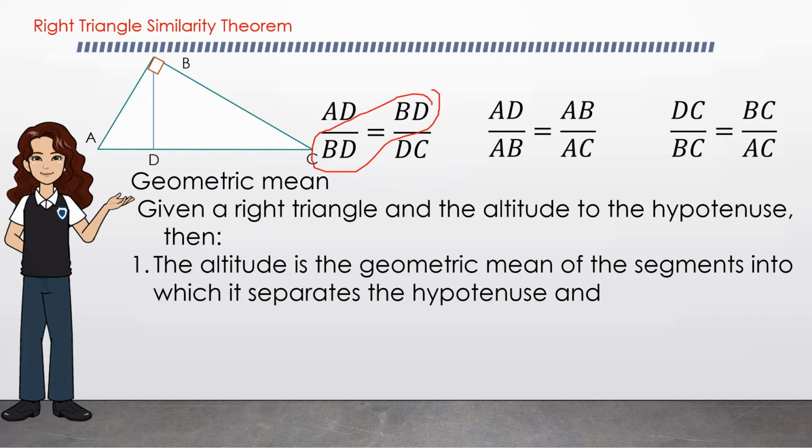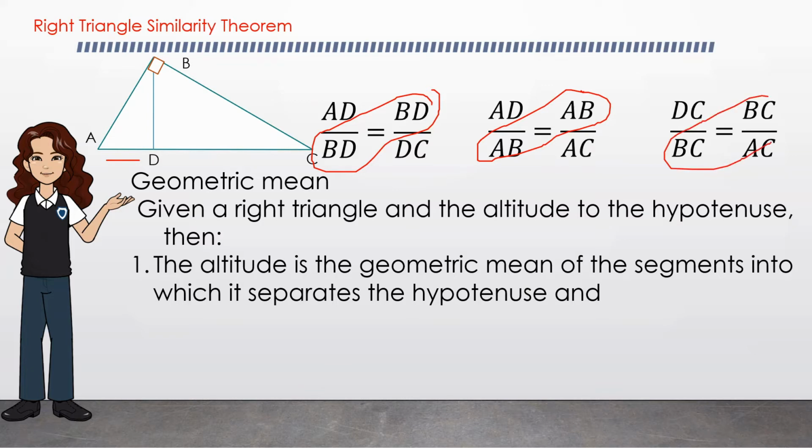Okay, next. AD, this is AD. AD over AB is equal to AB over AC. Okay, so this part, they are the same. Okay, and the last one is DC. Here is the segment DC over segment BC, BC is equal to BC over the AC. And that is the same.